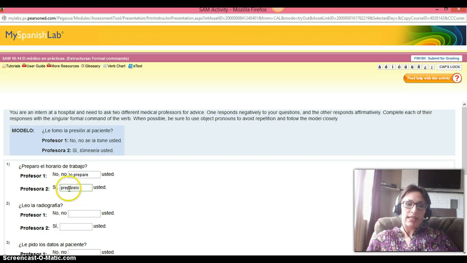And then the reason that I added the accent mark here is because we have to keep the stress on that syllable of the verb. And in order to do that, we need an accent mark.